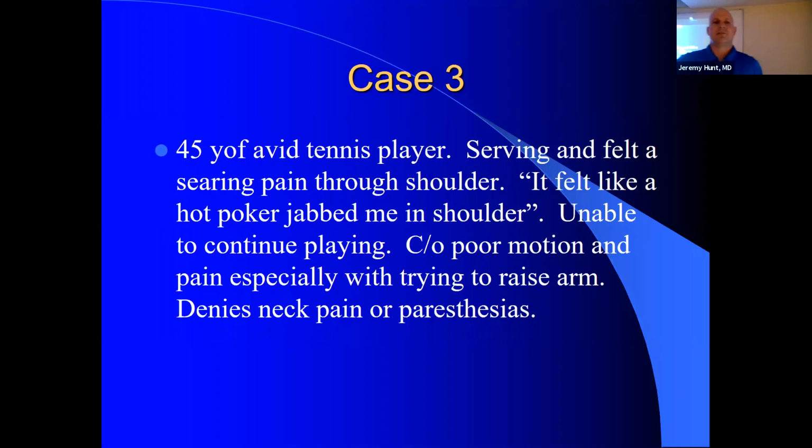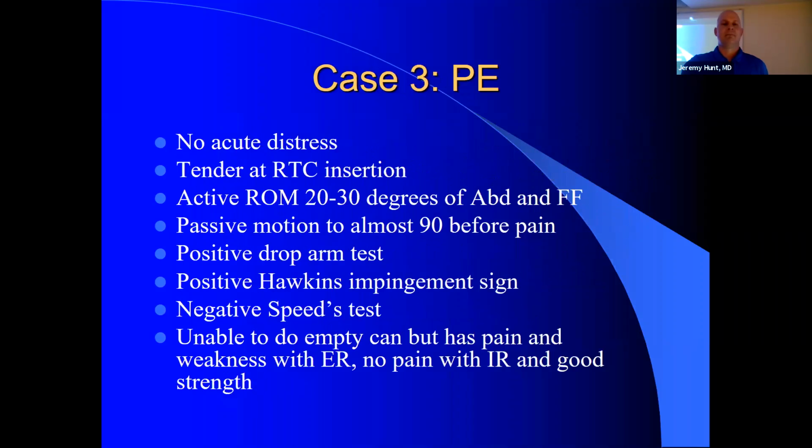All right, move on to case 3. A 45-year-old female tennis player was serving and felt a searing pain through her shoulder. She said it felt like a hot poker jabbed me in the shoulder, and she was unable to continue playing. She complains of poor motion and pain, especially trying to raise the arm, and denies any paresthesias or neck pain.